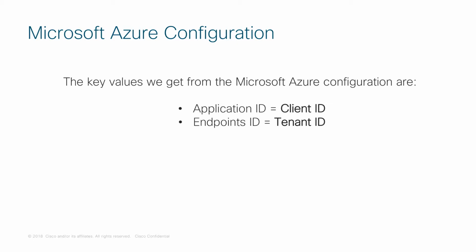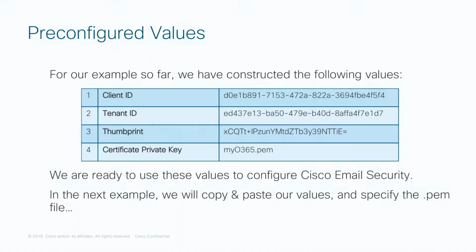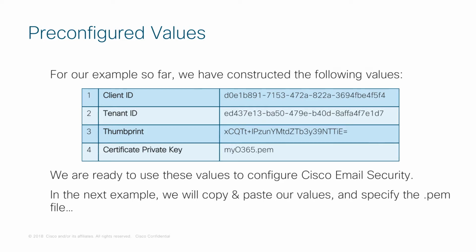Once again, the key takeaways from the Azure configuration are the application ID, which is used for our client ID, and the endpoints ID, which is used for our tenant ID. Let's revisit our prerequisite values. So far for our example, we've constructed the 4 following values. With these, we're ready to go forward and configure Cisco email security.